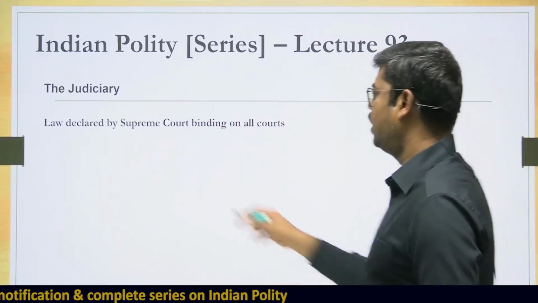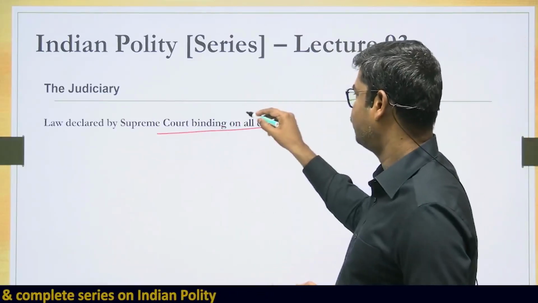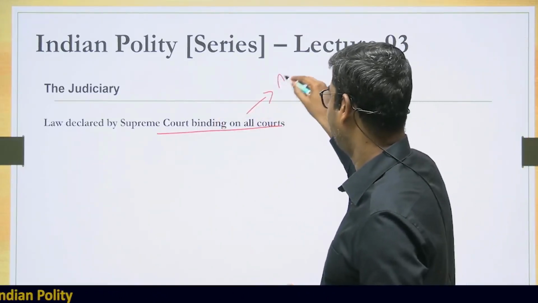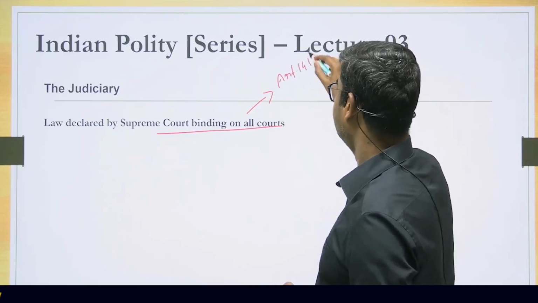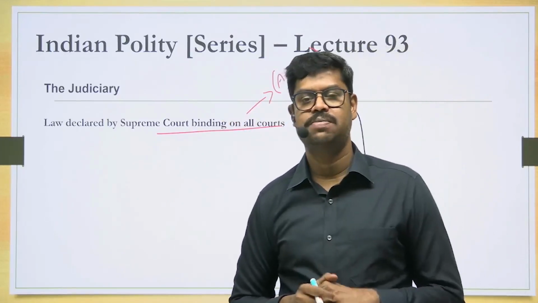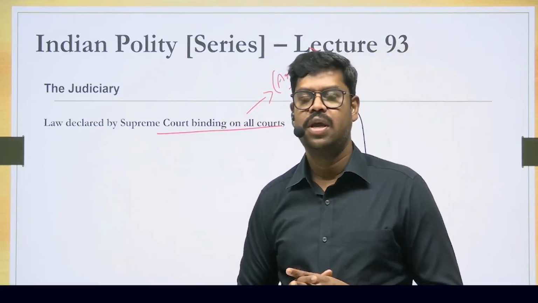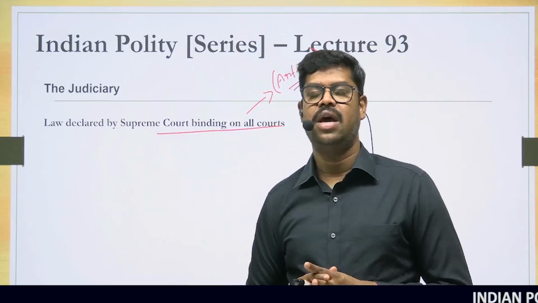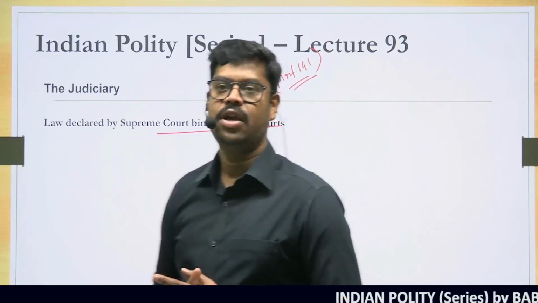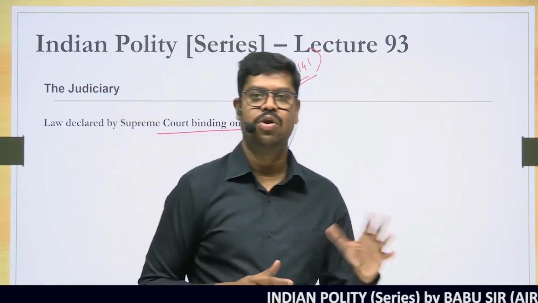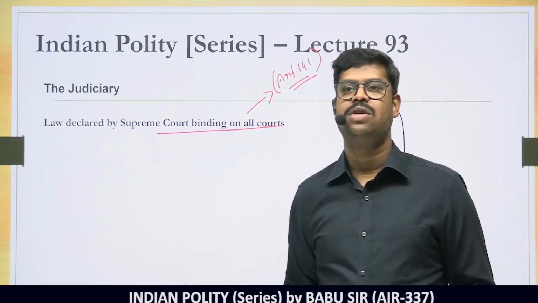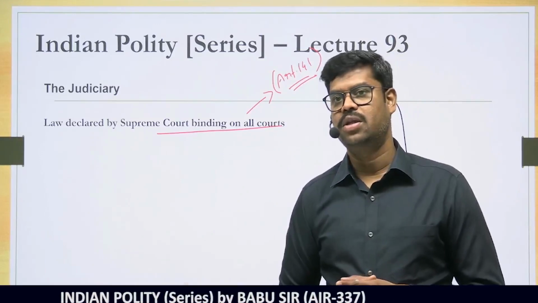Apart from that, law declared by the Supreme Court is binding upon all courts. We have already seen that the judiciary in India is an integrated judiciary, under Article 141 of the Constitution. Article 141 says any judgment passed by the Supreme Court is binding upon all the other courts. A judgment passed by a High Court is not binding upon another High Court. It may have a persuasive effect on another High Court, but not a binding effect. A judgment passed by a High Court will have a binding effect on all the subordinate courts in that particular state, but not on another High Court.